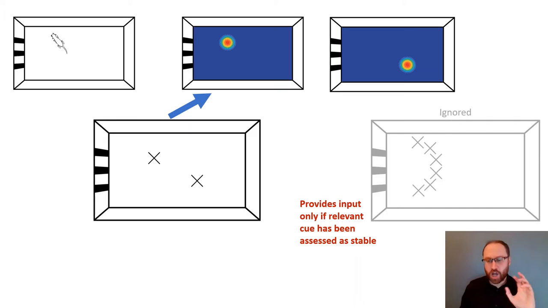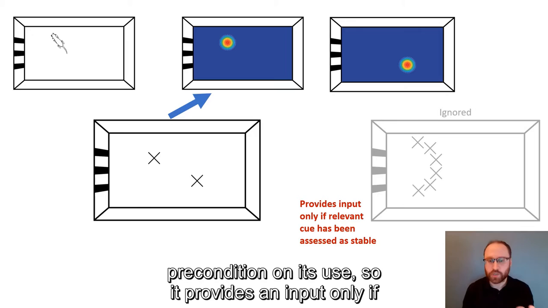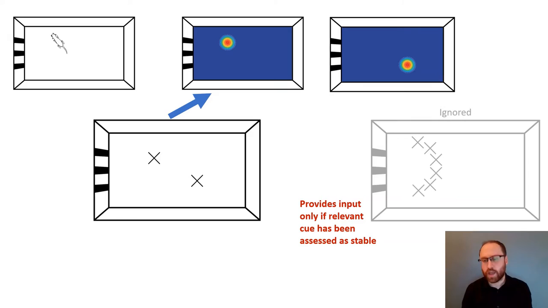And very quickly, I think that the reason why the feature-based resetting mechanism is ignored in reorientation experiments is that there's a stability precondition on its use. So it provides input only if the relevant feature cue has been assessed as stable. I'm happy to discuss the empirical backing for this claim during the Q&A.